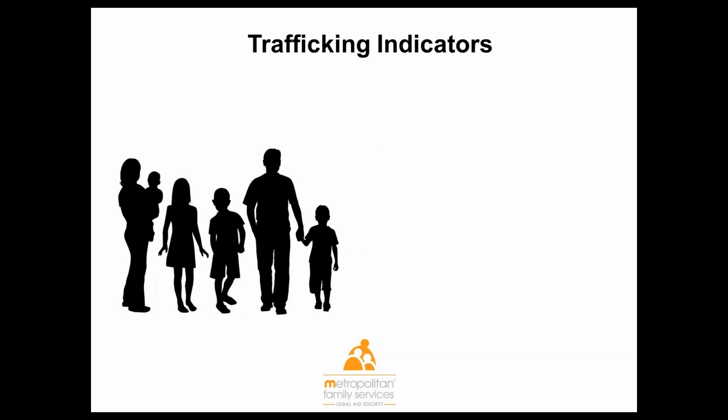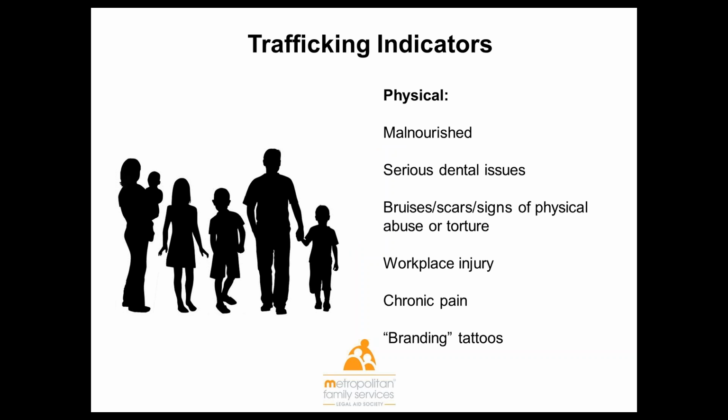First, here are some physical indicators. A trafficking victim can be malnourished, have serious dental issues, have bruises, scars, or signs of physical abuse or torture, such as improperly healed wounds. They may have workplace injury or may be in chronic pain. Some may also have branding tattoos showing the name or symbol of their controller.